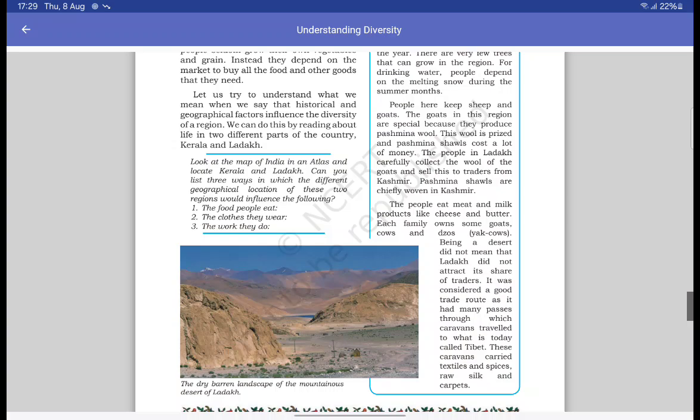Comma. Buddhism reached Tibet via Ladakh. Via here means through Ladakh. Comma, also called Little Tibet. So Ladakh is also known as Little Tibet. Now this is important. Comma, Islam introduced more than 400 years ago. So Islam was introduced in Ladakh more than 400 years ago. So this is all for Ladakh.